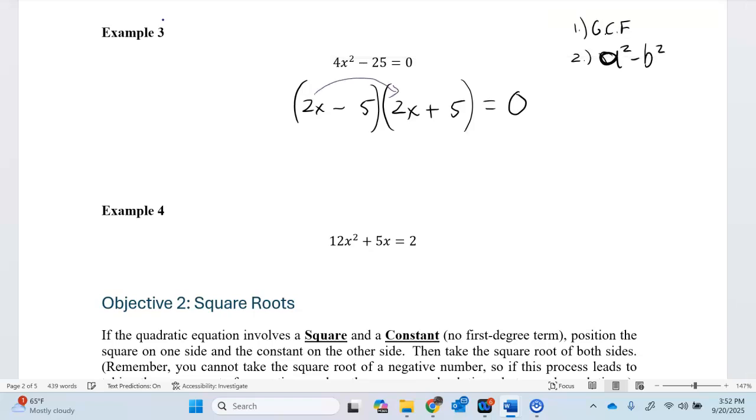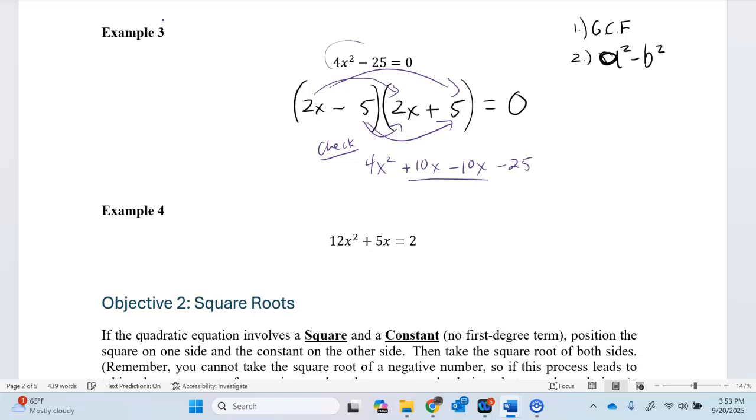The F in FOIL is 4x squared. So this will be my check of my factoring. You can always check your factoring. The O in FOIL is this, that's a 10x. The I in FOIL, and this is the whole reason it works, because this will always happen. And then the L in FOIL is minus 25.